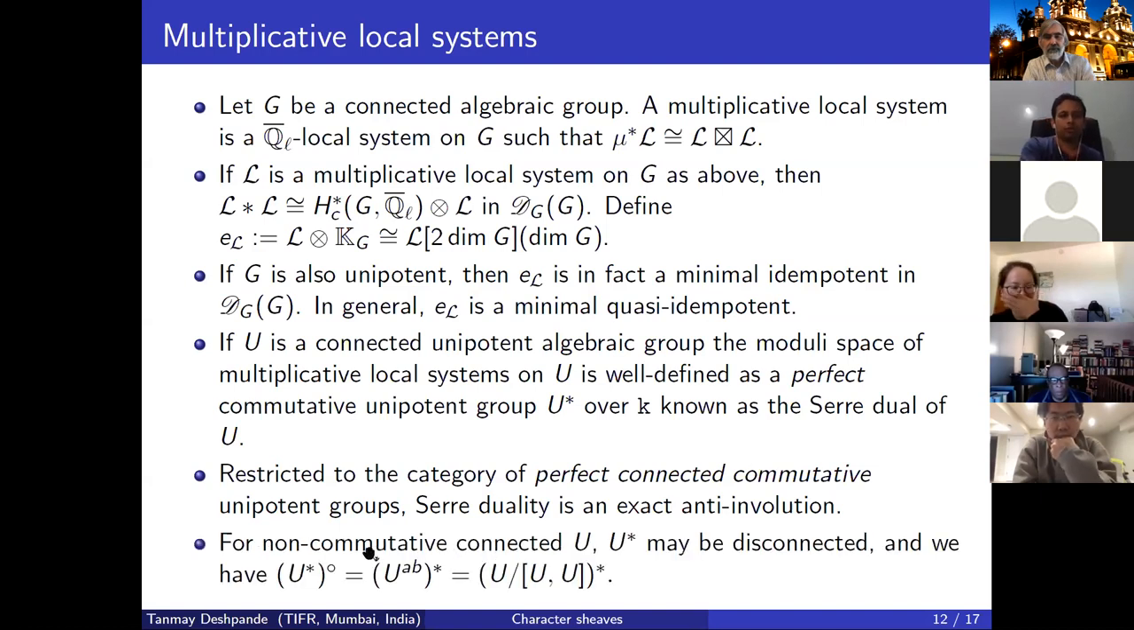Now for non-commutative groups, the Serre dual may be disconnected. However, we can describe the neutral connected component of the Serre dual. And this is the same as the Serre dual of the abelianization. So one might expect the Serre dual of U to be the Serre dual of the abelianization, but this is not quite true in general. What is true is that the neutral connected component of the Serre dual is the Serre dual of the abelianization.